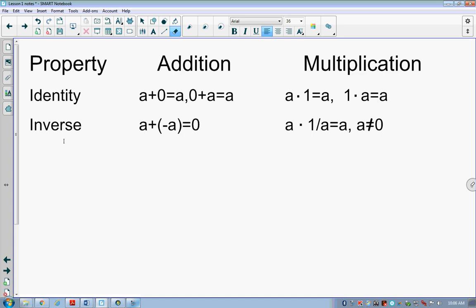If we change it to something different than 1, let's say we changed it to 3. 3 plus 0 is 3. 3 times 1 is 3. Okay, so do we see how identity properties work? With addition, it's 0. With multiplication, it's 1.